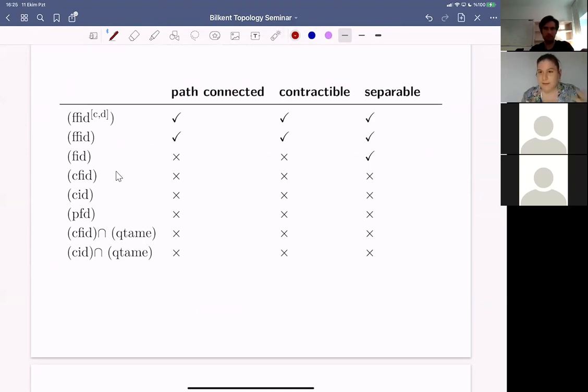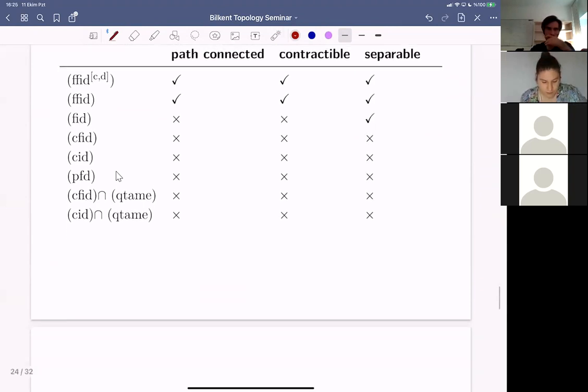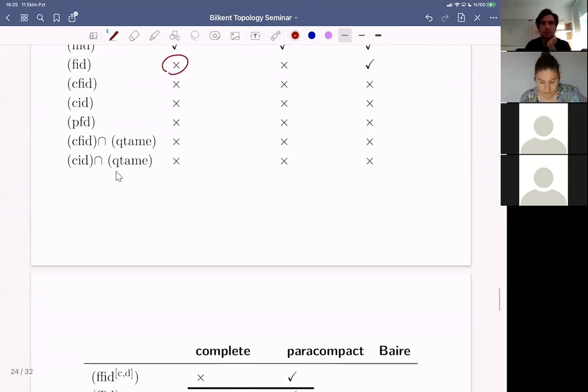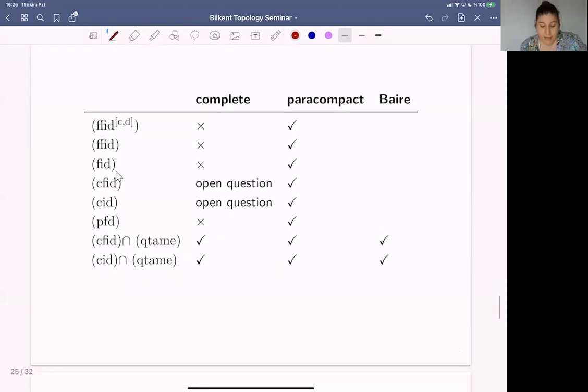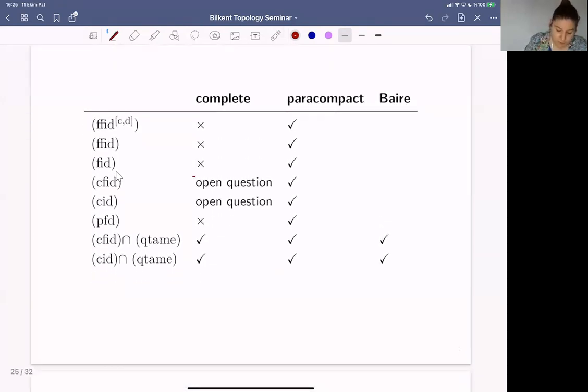Maybe I can explain a couple of things about path connectedness. For instance, we may ask, why is FID not path connected? Maybe I can say something about this. And then these two are still open questions.